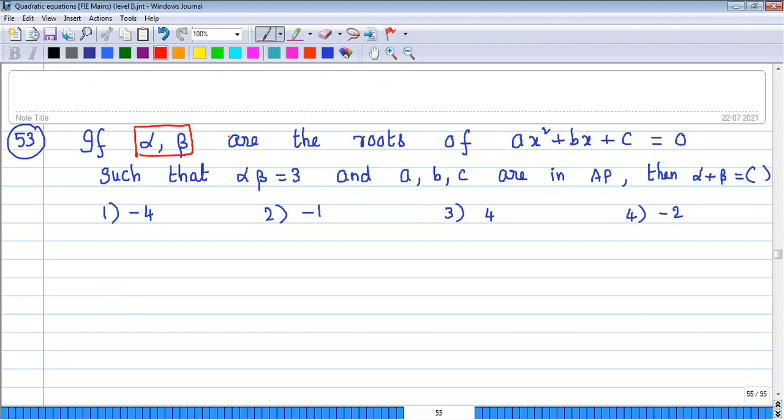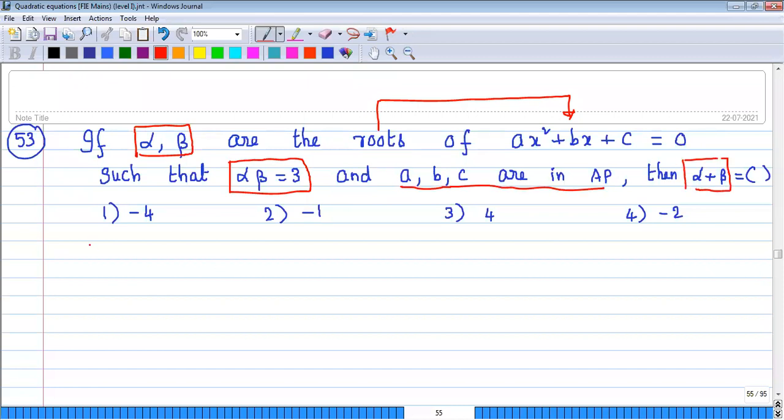Alpha beta are the roots of ax square plus bx plus c is equal to 0, and alpha beta is given a numerical value, and here the keyword is a, b, c are in arithmetic progression. Then alpha plus beta we need to find out. Since alpha comma beta are the roots, we know that alpha plus beta is equal to minus b upon a. So this numerical value we need to find out. Say equation 1 this is. Alpha beta is equal to 3, this is given.